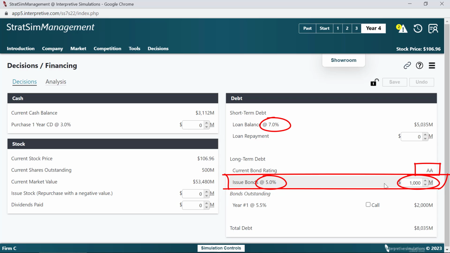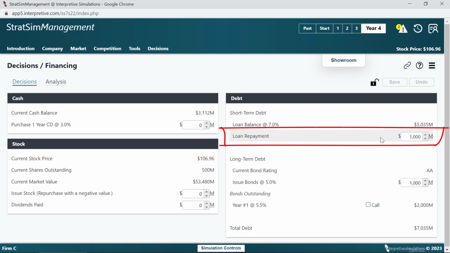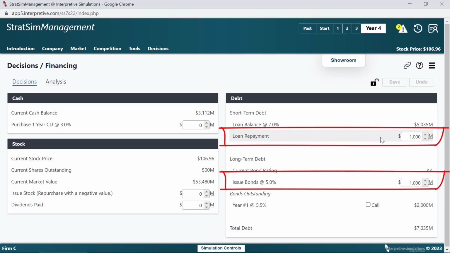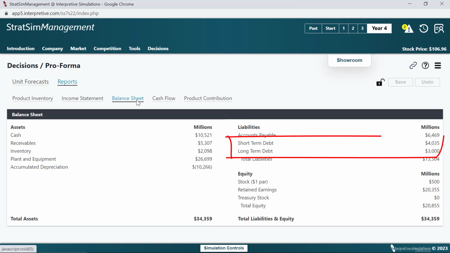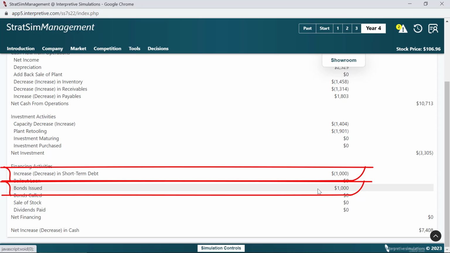And now that I've raised the $1 billion to make a total of $3 billion, we also need to actually pay off $1 billion of short-term debt if that's what we intended to do with the money that we raised. And we've now refinanced $1 billion of short-term debt with the $1 billion of long-term debt, and that's reflected on the pro formas both on the balance sheet, reducing our short-term debt, and the pro forma cash flow statement shows our financing activities as an increase in bonds issued and a decrease in short-term debt.